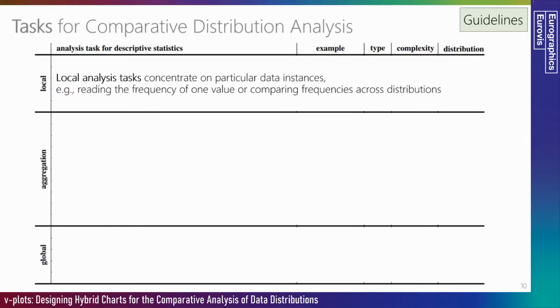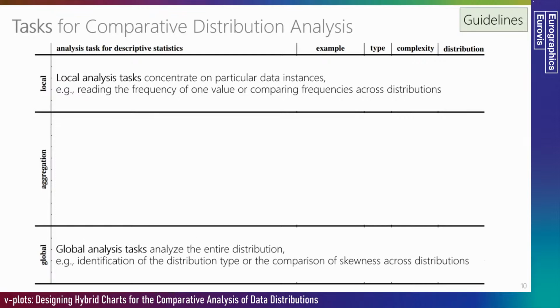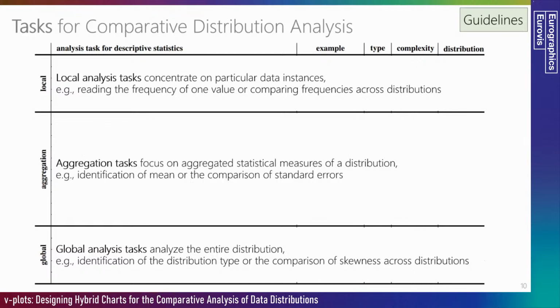Local analysis tasks concentrate on particular data instances, for example, reading the frequency of one value or comparing frequencies across distributions. Global analysis tasks take the majority of data values into account and analyze the entire distribution. Aggregation tasks are the link between global and local tasks and focus on aggregated statistical measures of a distribution, for example, the identification of mean and the comparison of standard errors.